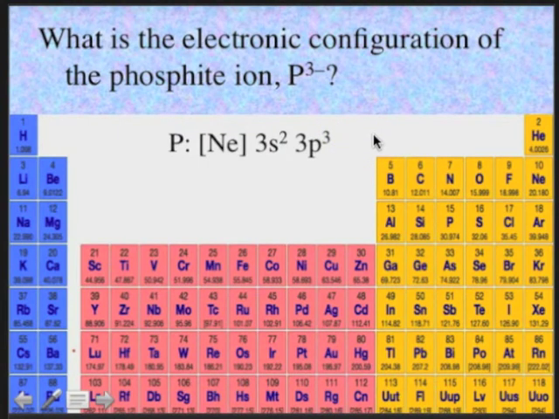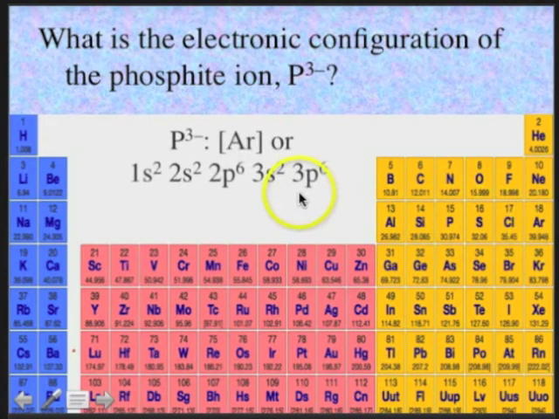It has to gain 3 electrons. When it does that, it's going to fill up the p block. P orbitals can hold 6 electrons. It's already got 3. Add 3 more, and you're at the argon core. So the phosphide ion has an electronic configuration, isoelectronic with argon: 1s2, 2s2, 2p6, 3s2, 3p6.